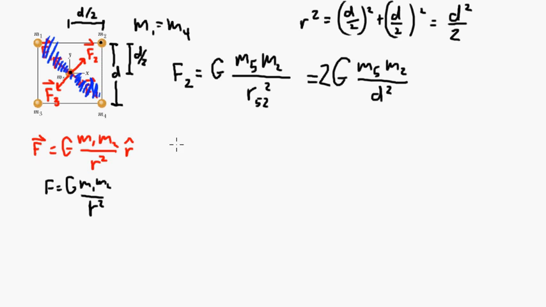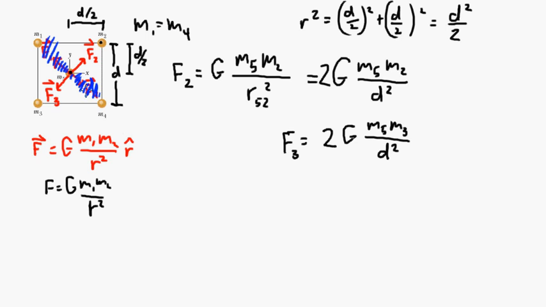Okay, so that's F2. By similar logic, we can find that F3, which is the force that 3 exerts on 5, is going to be equal to, and these are just magnitudes here, so we're not worrying about directions, just doing magnitudes. Directions don't count, just magnitudes. 2G M5 M3 over d squared.